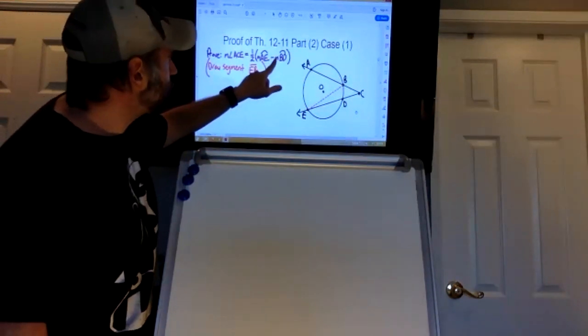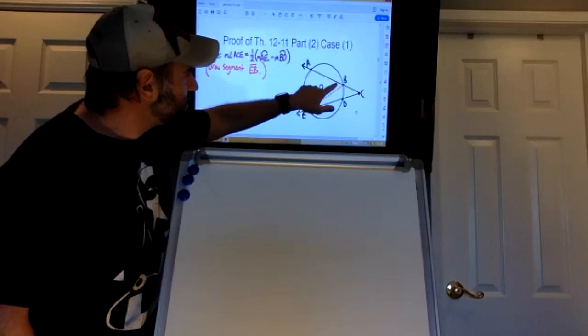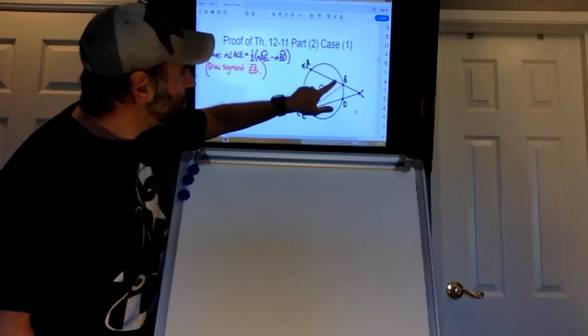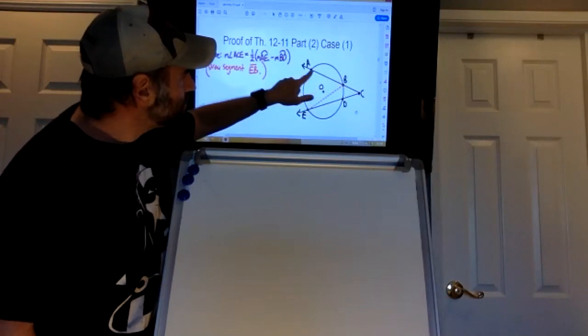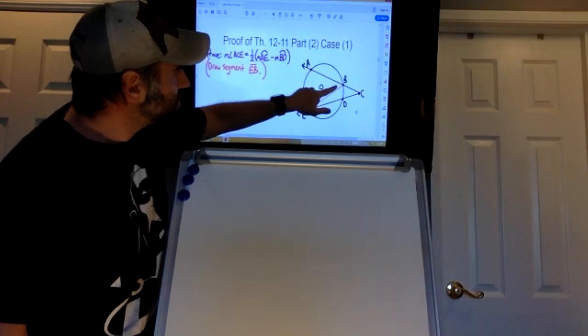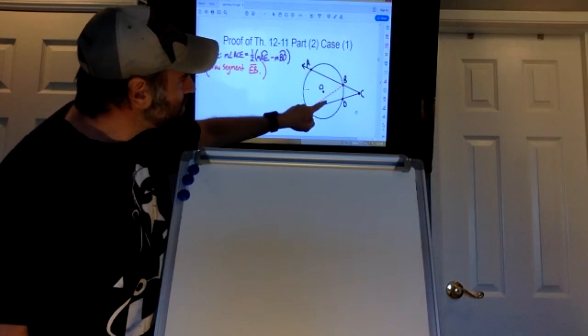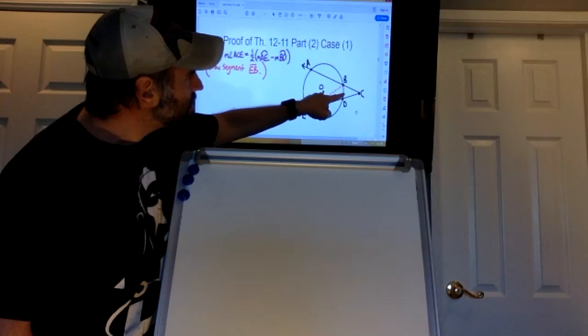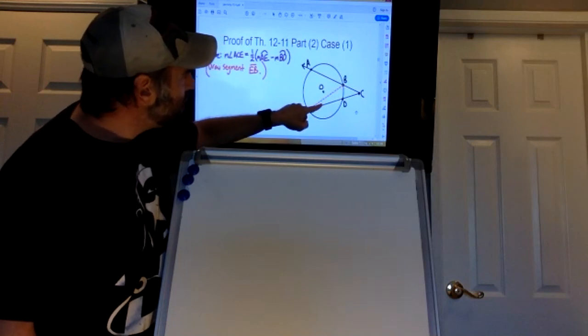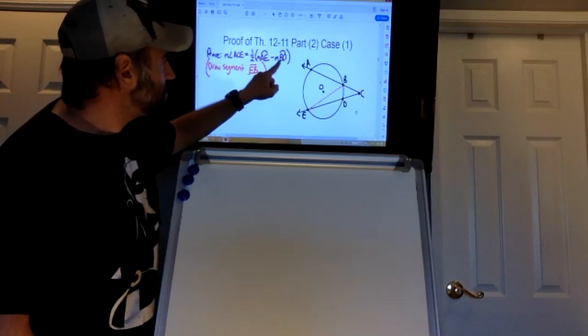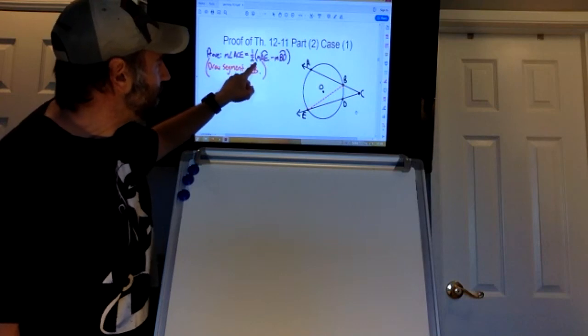So right now I'm subtracting this angle minus this angle. But what is this angle equal to? It's equal to half of this arc because it's inscribed. And this angle is equal to half of this arc because it's inscribed. And that's where you get half of each of these arcs, which I factor out the 1/2.